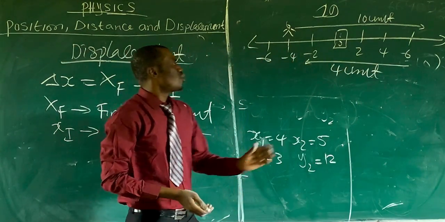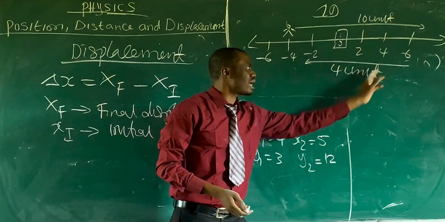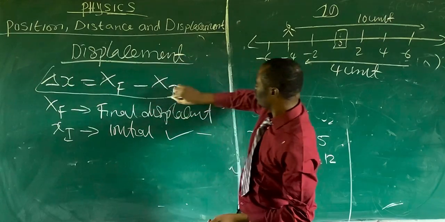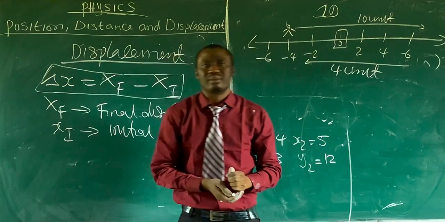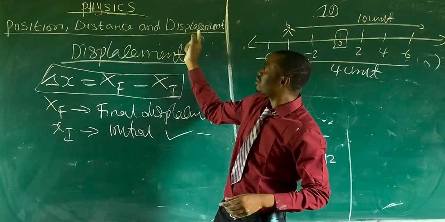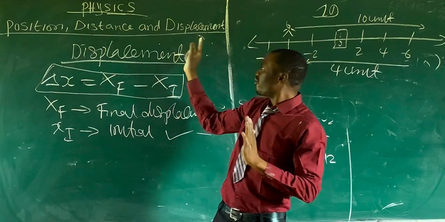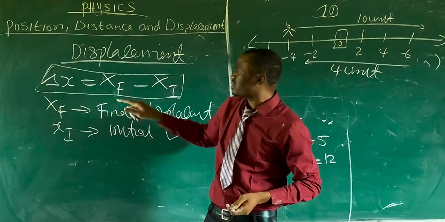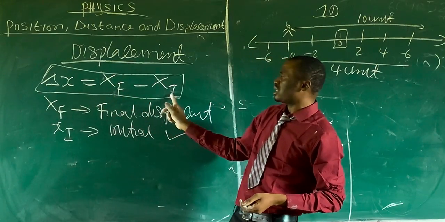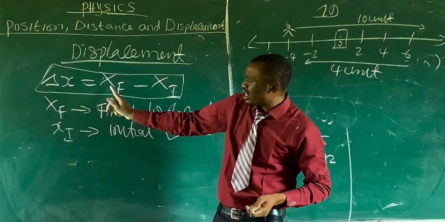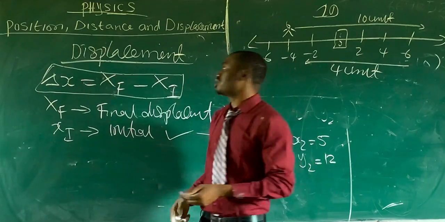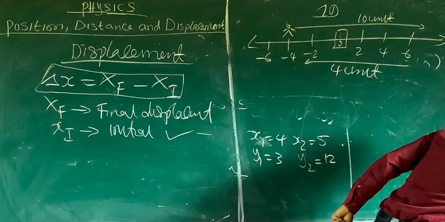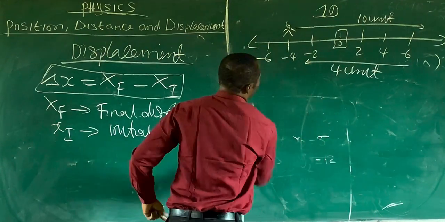But meanwhile, we will not use this calibration to solve. We will use this formula to solve the problem. Just remember that we are dealing with displacement, not distance. So let's focus on displacement. On displacement, we'll be using change in x, x final minus x initial, the final position minus the initial position. Now from here, which one is the final position? Look up at the board. Which one is the final position?